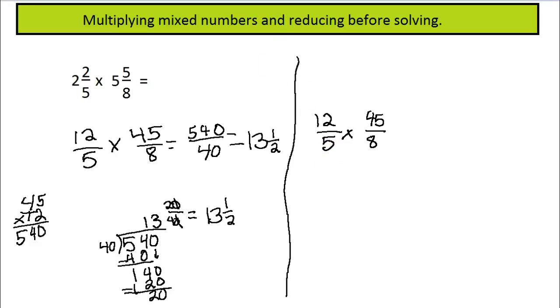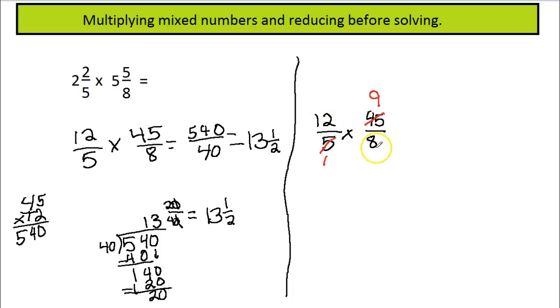Can I simplify that fraction or reduce that fraction by using a common factor? Well, indeed I can. I do recognize that I can simplify the 5 and the 45 with the common factor of 5. The 5 divided by 5 is 1. 45 divided by 5 is 9. Now I'm going to inspect the opposite numerator and denominators. Sometimes you can reduce them, sometimes you cannot.